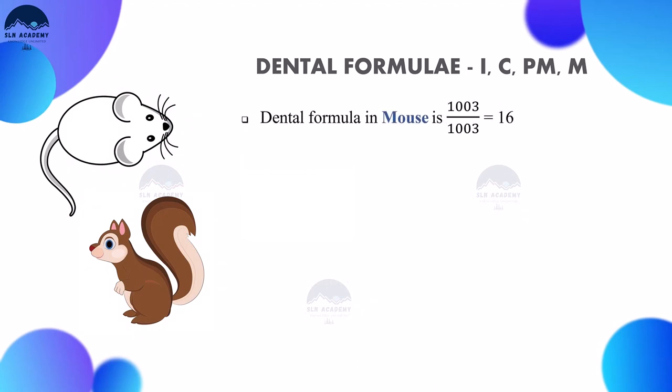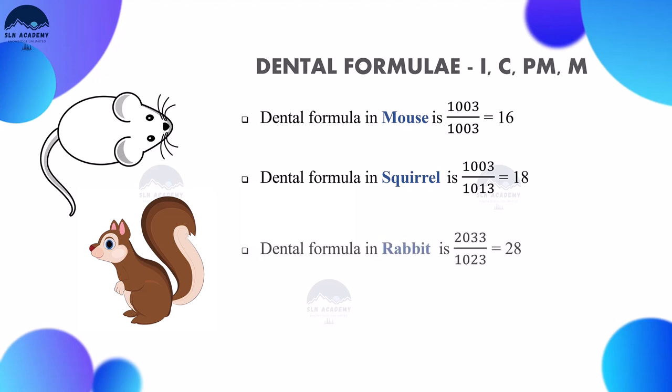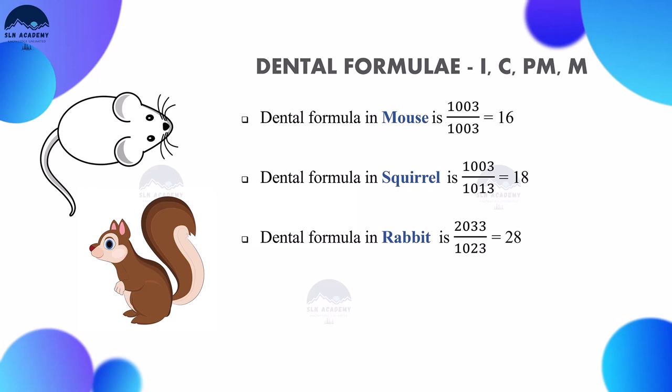Dental formula of mouse is 1003 by 1003. In total, 16. Dental formula of squirrel is 1003 by 1013. In total, 18. Dental formula in rabbit is 2033 by 1023. In total, 28. Dental formula in cat is 3133 by 3120. In total, 32.